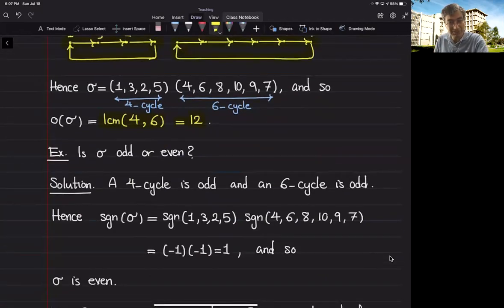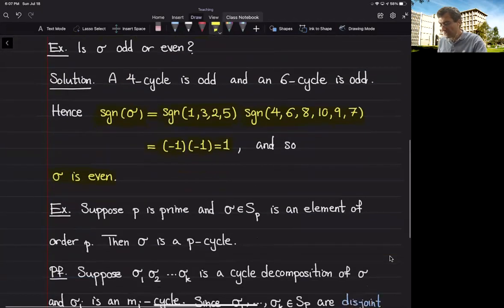Alternatively, I can use the sign function and look at sign of sigma. Sign of sigma is the product of the signs of these cycles. The first one is an odd permutation, therefore its sign is -1. The next one is also an odd permutation, therefore its sign is also -1. Therefore, sign of sigma is 1, which means sigma is even. Okay.